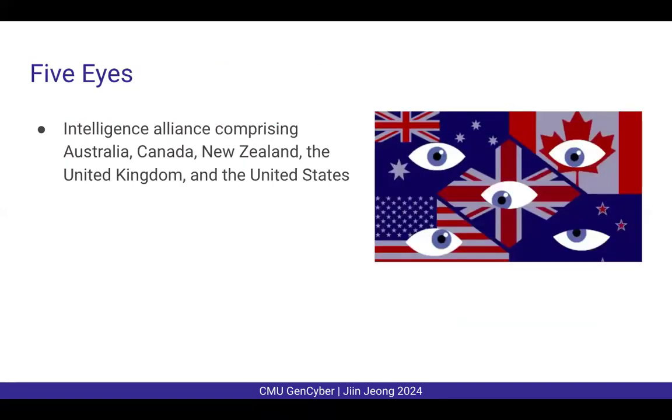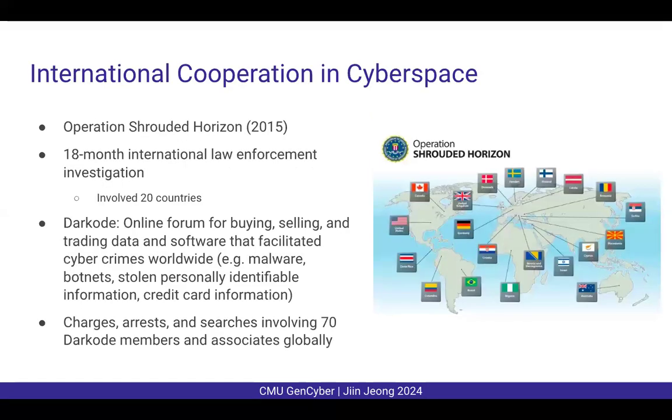Another organization that I want to bring up is the Five Eyes. So this is an intelligence alliance comprising Australia, Canada, New Zealand, the United Kingdom, and the United States. And you can see that there is indeed international cooperation in cyberspace.